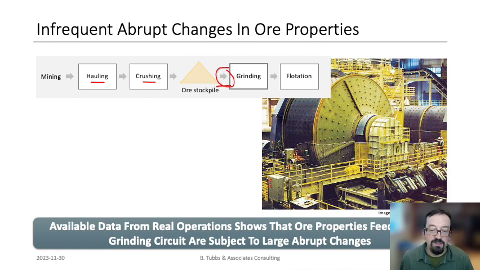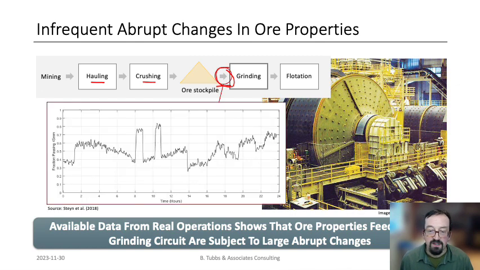Until recently, there was little known information about the transient nature of this variation, because it's very difficult to measure in real time. However, recent developments in vision-based online particle size analyzers have shed some light on these variations. For example, the plot here shows the estimated passing size fraction of the ore feeding a mill in South Africa. From this, we can see that there are large abrupt step changes in the particle size, as well as ramp-like behavior.